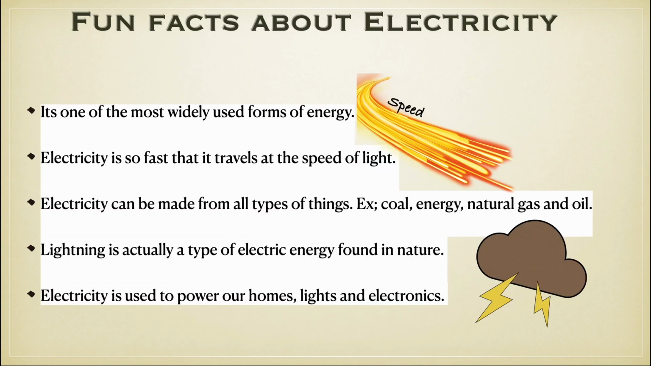Fun facts about electricity. It's one of the most widely used forms of energy. Electricity is so fast that it travels at the speed of light. Electricity can be made from all types of things, examples like coal, natural gas, and oil. Lightning is actually a type of electric energy found in nature. Electricity is used to power our homes, lights, and electronics.